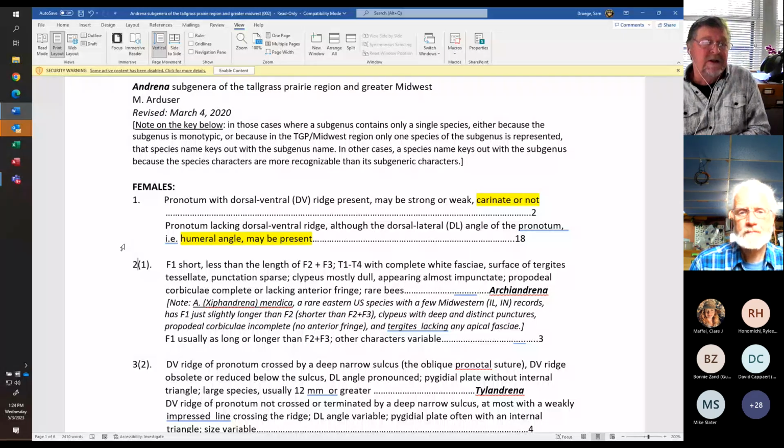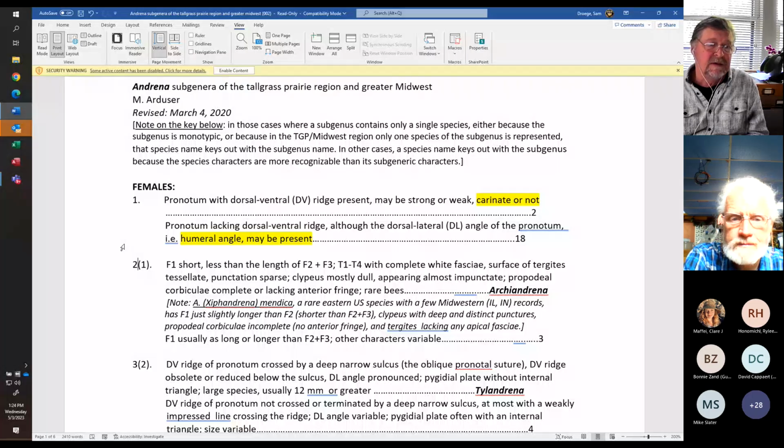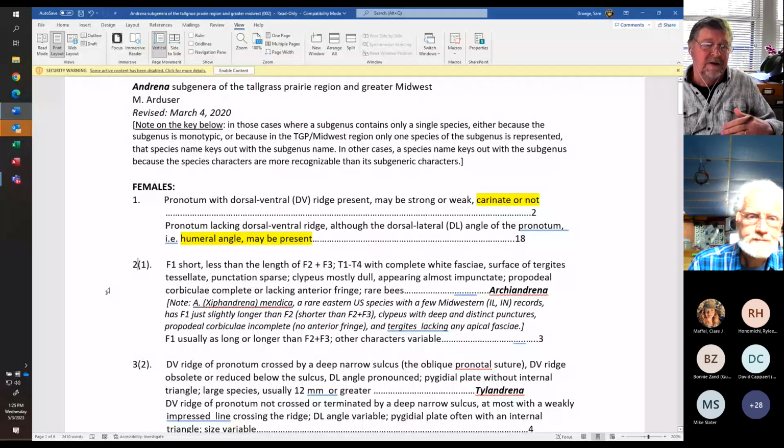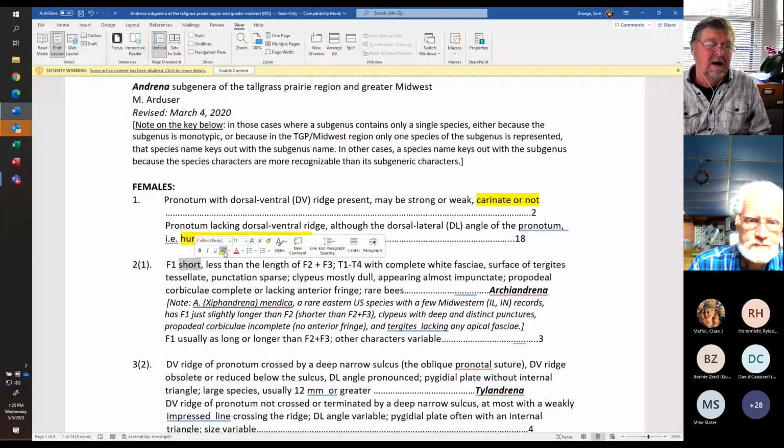If you're convinced that you've got a ridge of one kind or another, then the next step is moving down and starting to look at other features. And again, from now on, it's all about the females, so we're not going to be talking about the males, it's just strictly the females. This next subgenus, Archiandrena, is an unusual one. Most of us probably never see them. One of the unusual things about this subgenus is that the F1, the first flagellar segment, is really short. Once you see enough other Andrena females, that's very unusual. Most of them have a much longer F1.